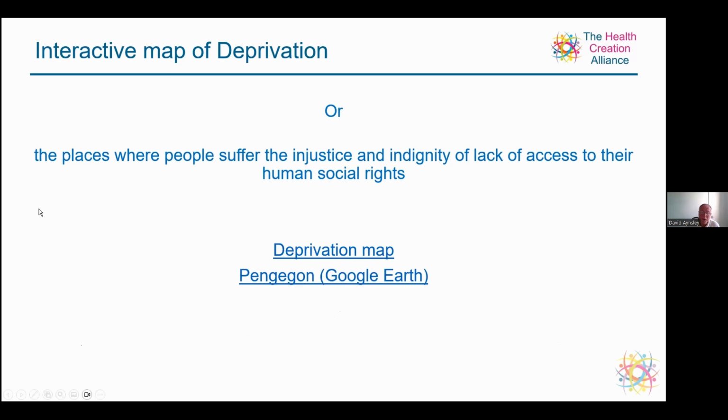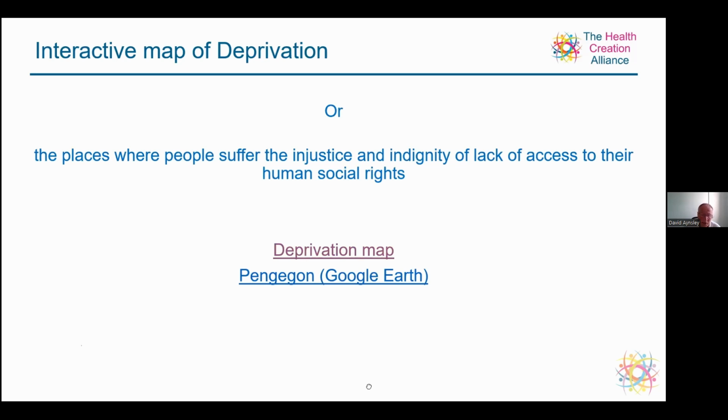So if we look at the deprivation map of England, here it all comes. There are the 32,000 areas called lower super output areas. And if we expand the map like this, eventually we come to West Cornwall.